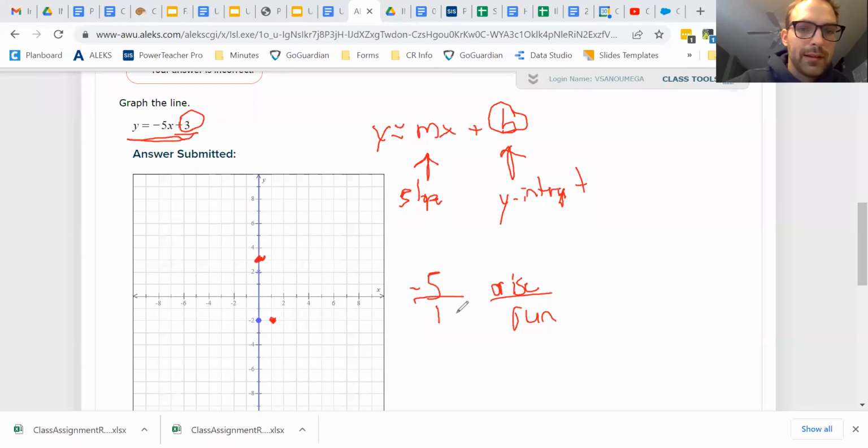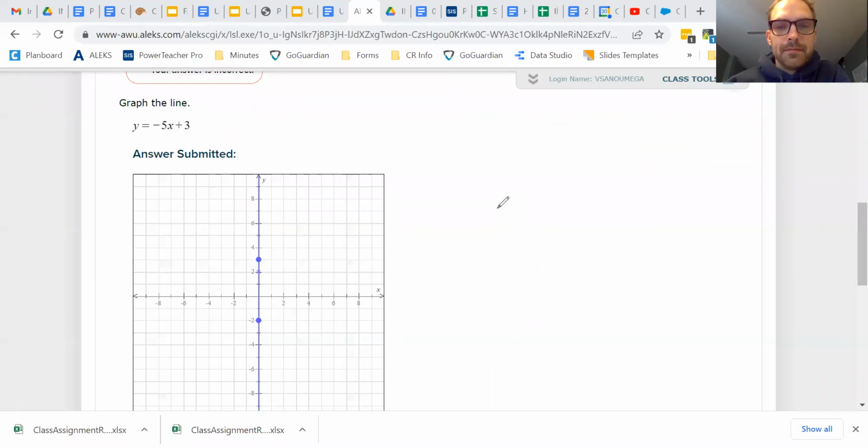And remember, this line continues in both directions. There we go. Right, and it would look a little bit like that. So if you have an integer slope, like -5, remember to make it over 1. So then let's take a look at one more problem.